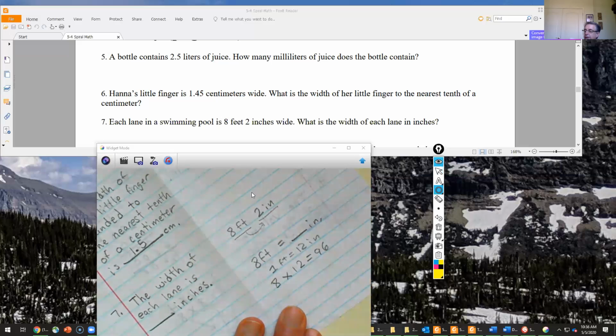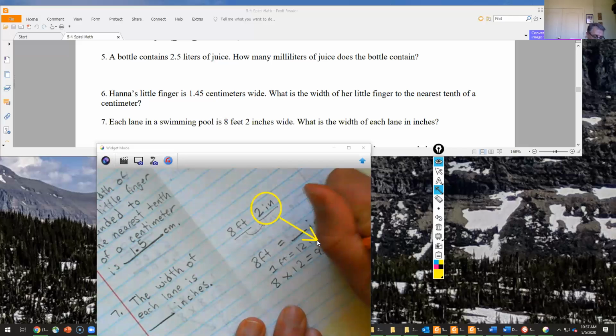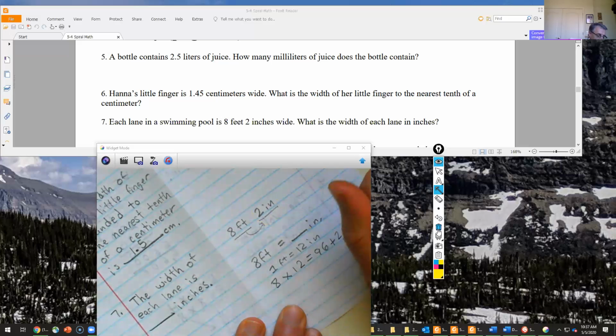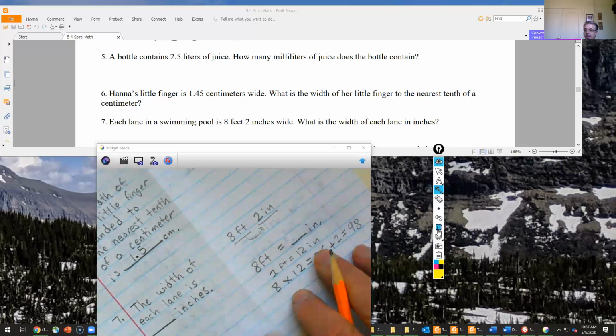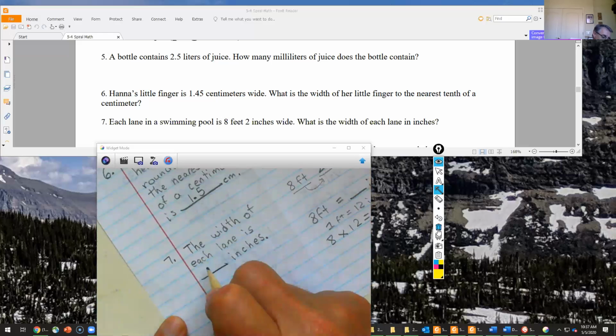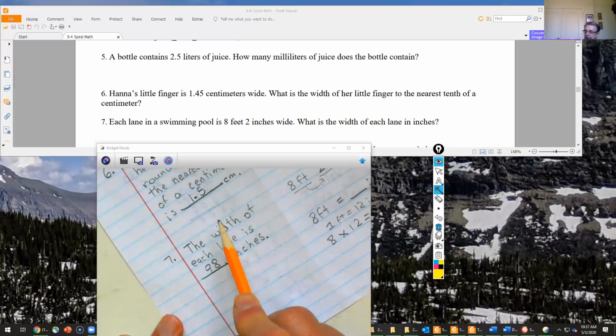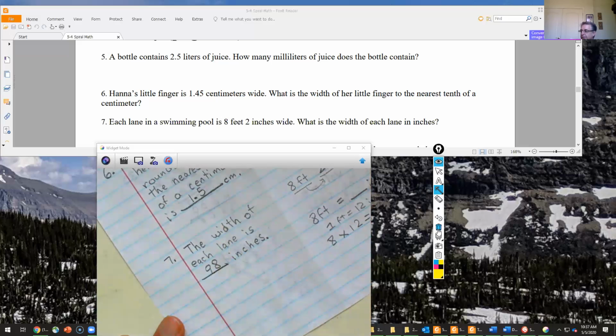Now, the one thing I don't want to forget is this 2 inches right here. I want to add those 2 inches in to my 96 inches right here so that I am then getting the total number of inches in the width of a lane. So I'll add 96 and 2, and that gives me 98, which is the total number of inches. So now in my answer sentence, I'll be writing the width of each lane is 98 inches, making sure that you use the word width, lane, and inches in your answer sentence, boys and girls. Great. We have one more to do.